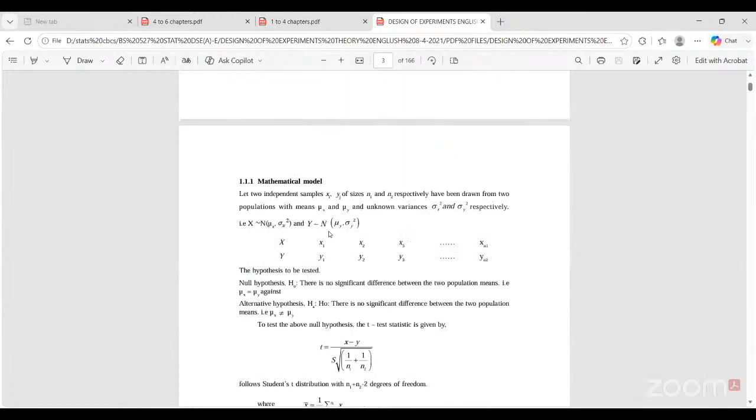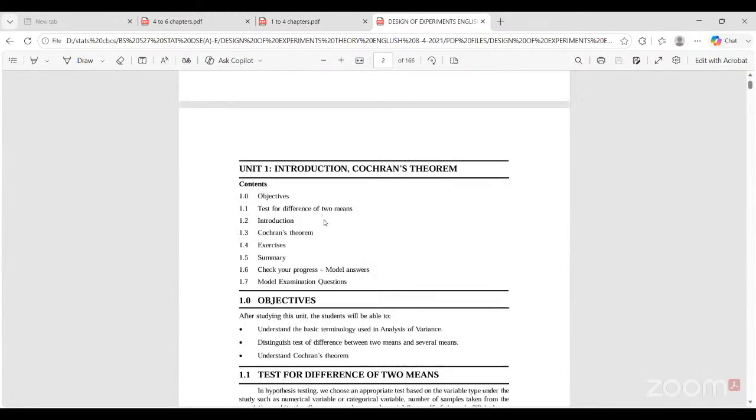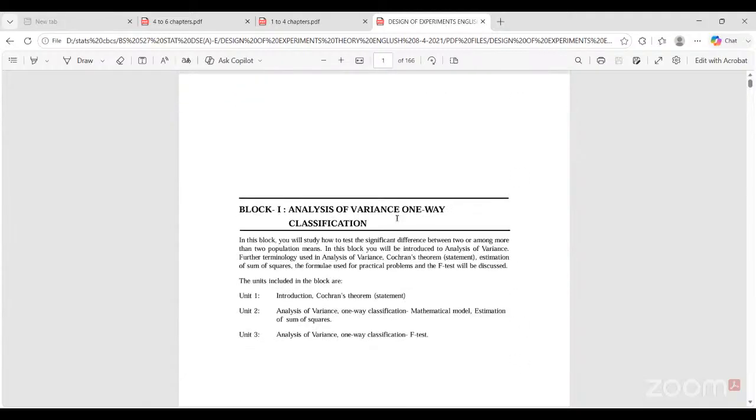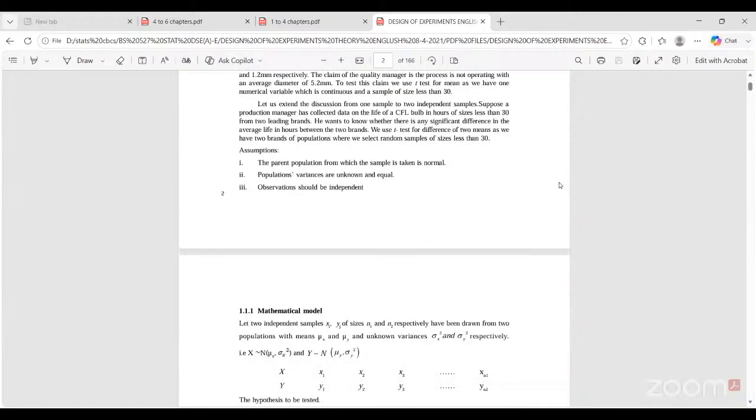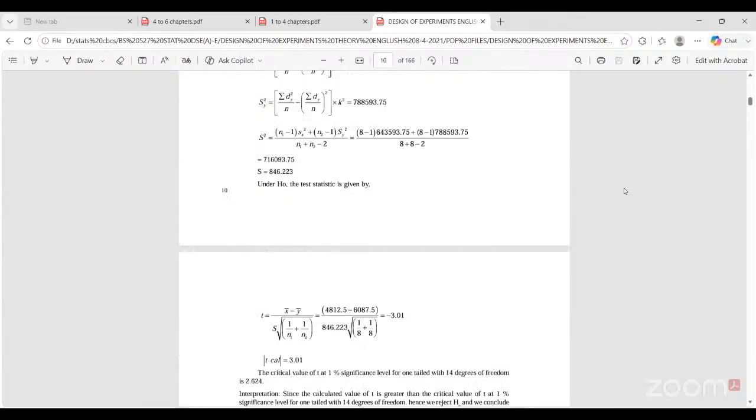It is visible. What is visible? Tell me, anyone. What is visible to you? Introduction to Cochran's theorem. Okay, good. So now I will go to this unit, and I will tell you the degrees of freedom.